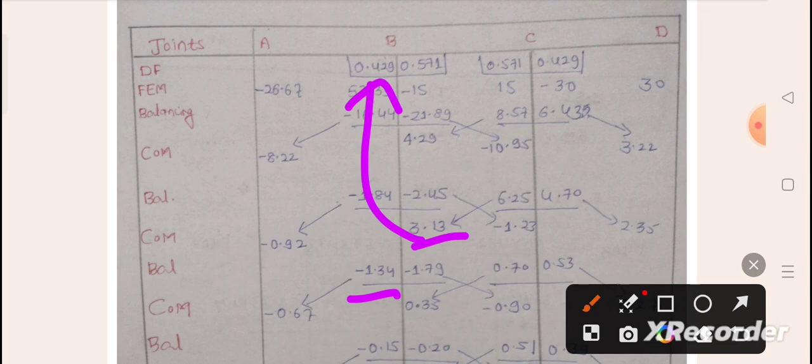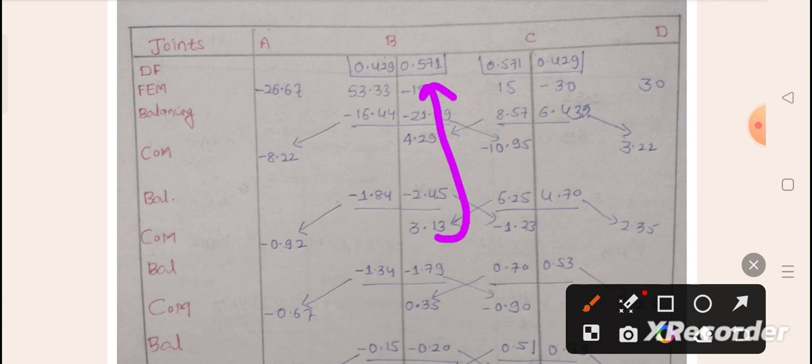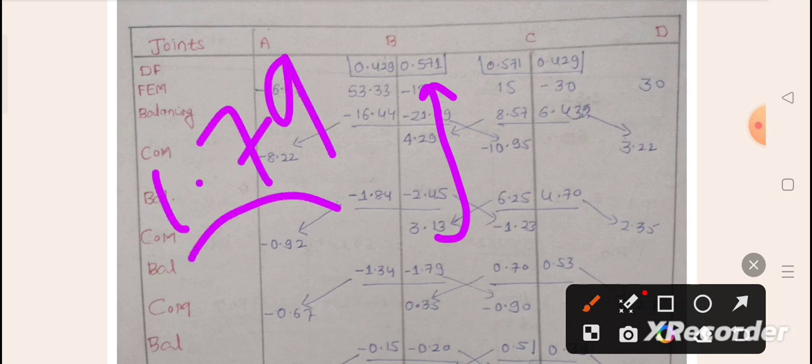So if you are getting plus, you will write negative. That's why I have written negative. Next is again the same thing, 3.13 should be multiplied with 0.571. So you are getting plus 1.79. If you are getting plus, you are supposed to write the negative sign. So 1.79 is written. Next.